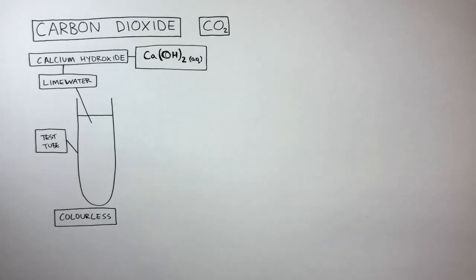Often, people will confuse this for the word clear. Clear means light is able to be transmitted through the substance, and you can have a blue substance which is clear, a red substance which is clear, a green substance which is clear. So therefore, if you describe limewater as being clear, this is wrong. The colour of limewater is colourless.